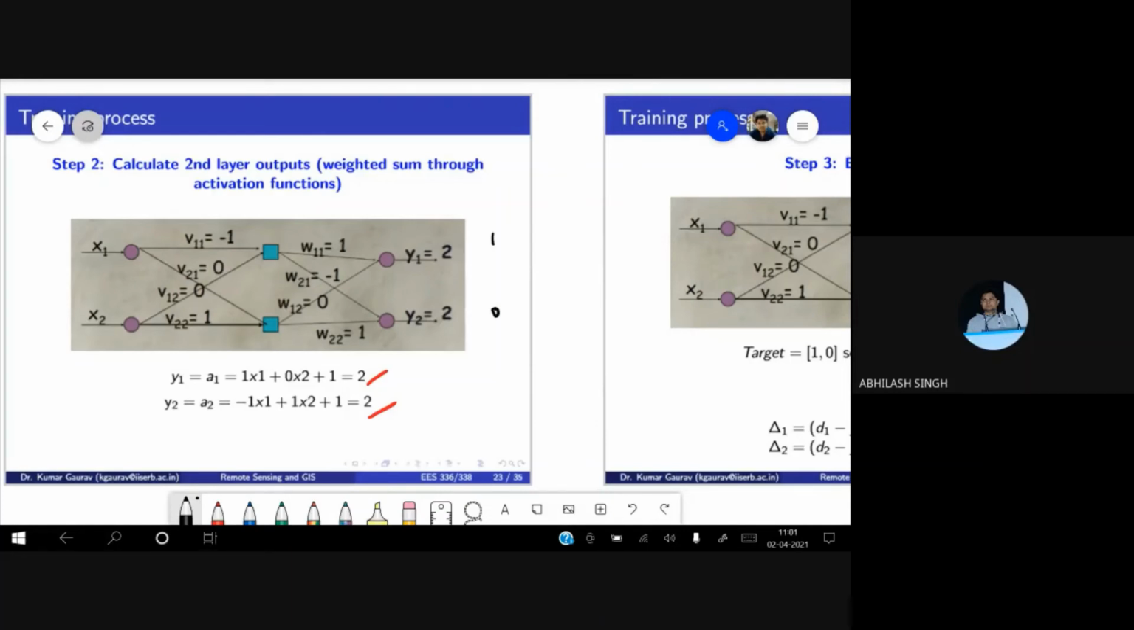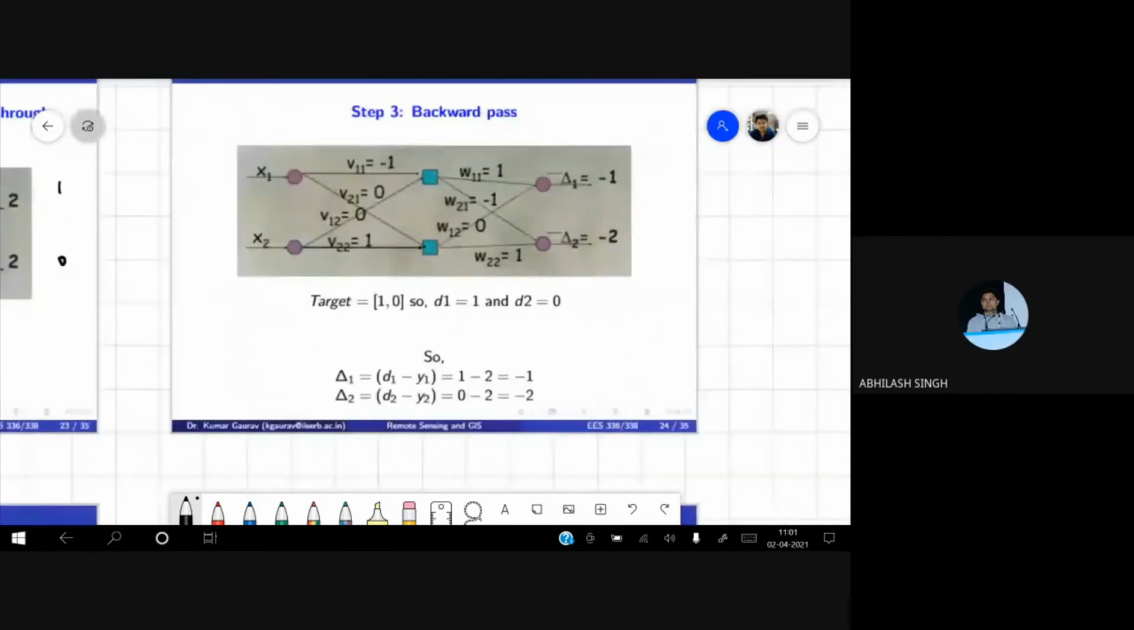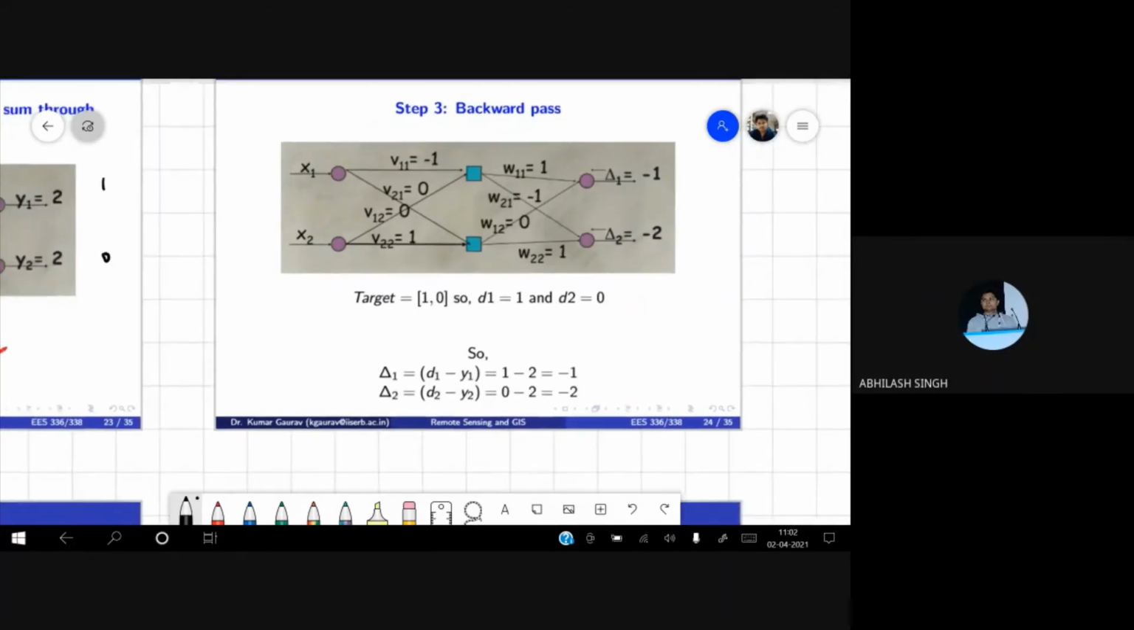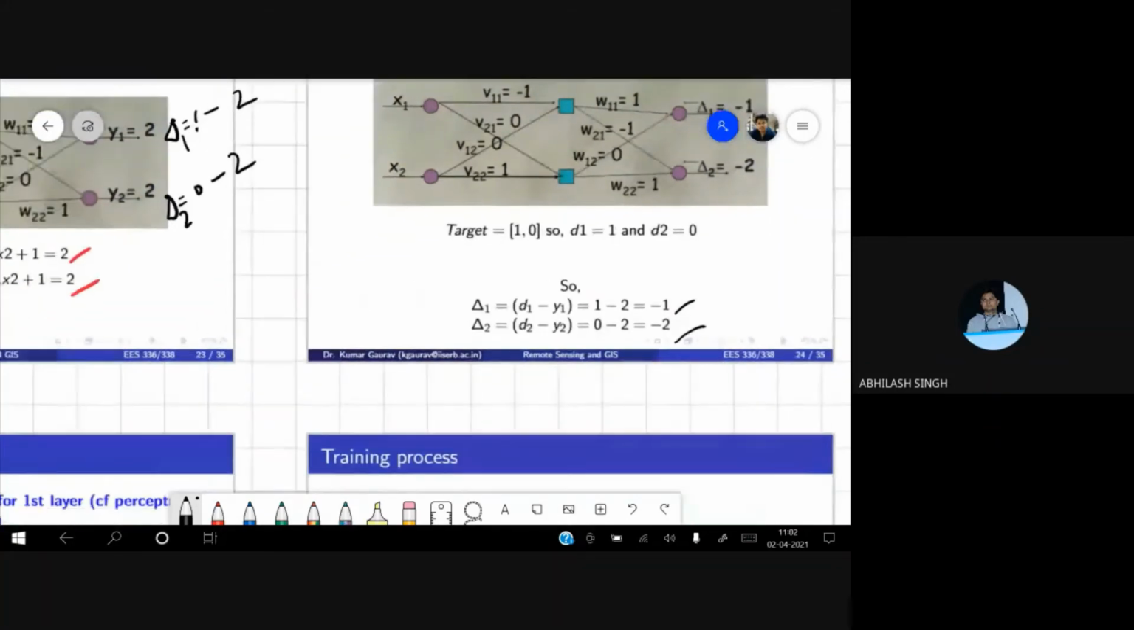So here we will compute the error, and the error is desired minus the output. You can subtract these: desired is 1 minus the value that we have obtained. This is called delta 1 and this is delta 2. It is 0 minus 2, so this is delta 2. After computing delta 1 and delta 2, let us proceed further.